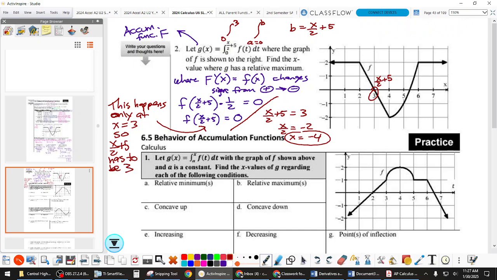Our relative maximum is not happening at -4. It's still happening at x equals 3. It's just that to get 3, this random variable has to be -4 to make it be 3. It's like someone just said, hey, let's complicate that upper limit by sticking in a calculation there.